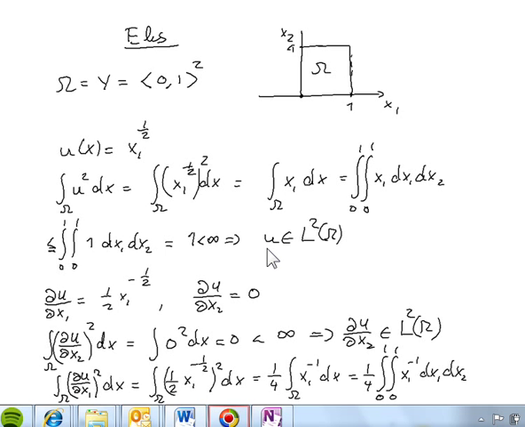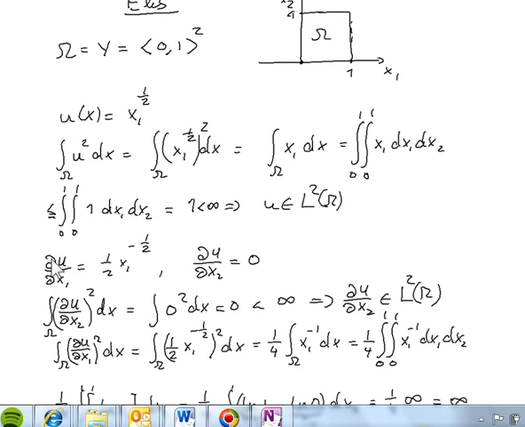However, let's prove that it's not a Sobolev function. How can we do this? Well, we take the partial derivative of u with respect to x1. Then we obtain this expression. Remember that u is the square root of x1, and taking the derivative with respect to x1, we obtain that the derivative is equal to 1/2 of x1 to the power minus 1/2.